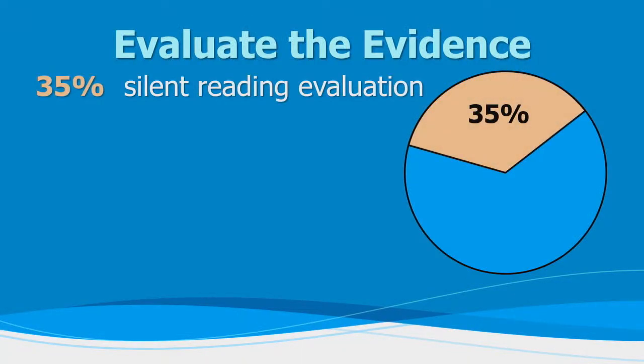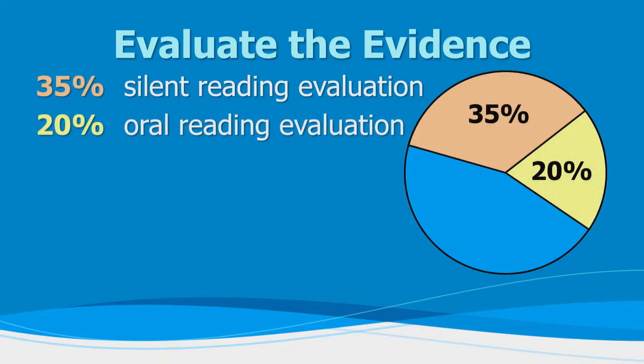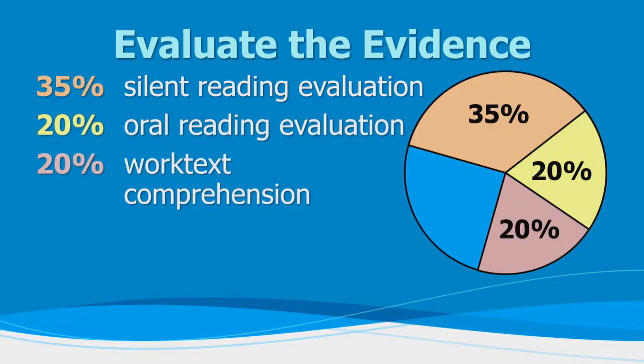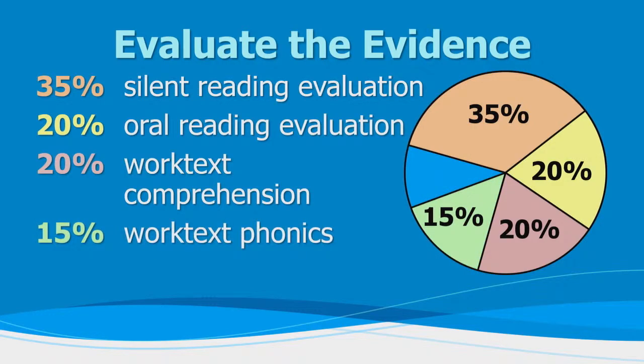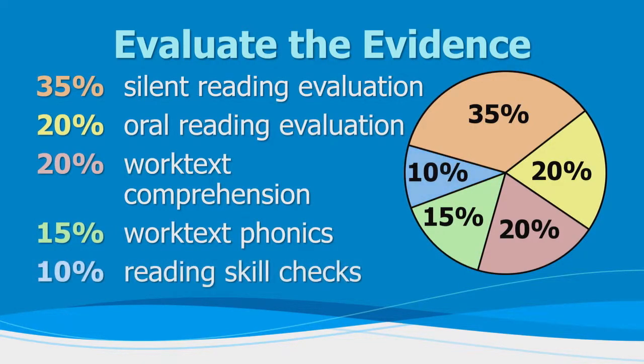35% of your student's reading grade should come from his silent reading evaluations, 20% from the oral reading evaluations, 20% from the work text comprehension scores, 15% from the work text phonics scores, and just 10% from the reading skill check scores. These are my recommended weight values to calculate each component of the reading grade.